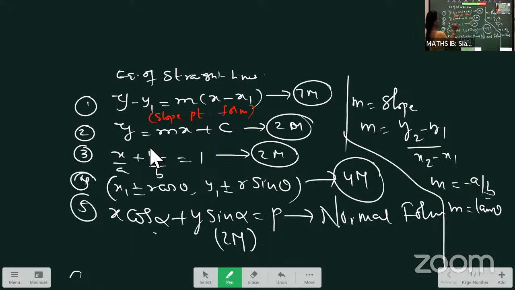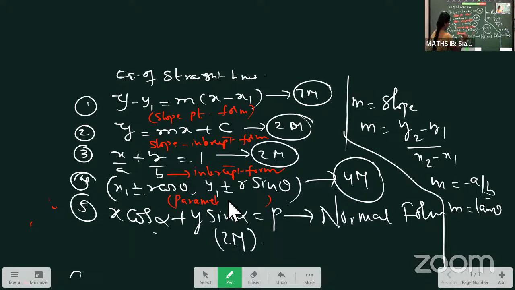And this is slope intercept form. Second one, slope intercept form. And this is called the intercept form. Whenever the word intercept is given, then this formula is to be used. And x1 plus r cos theta, y1 plus r sin theta, this is called the parametric form. And the last one, I already told you, is the normal form.